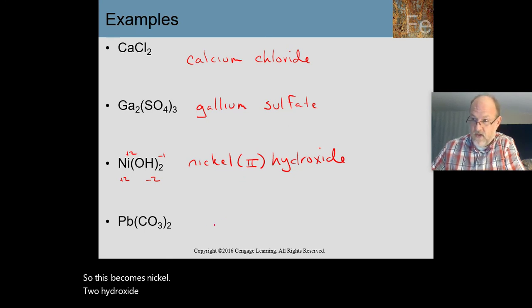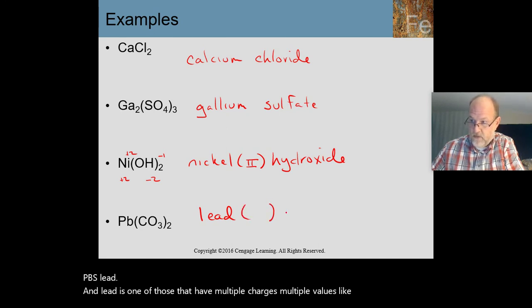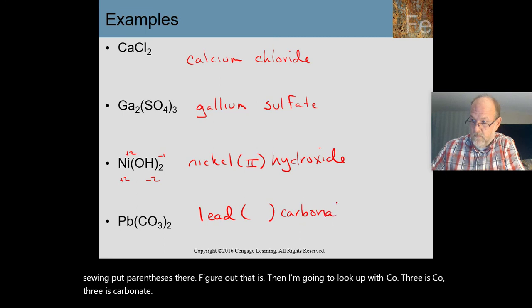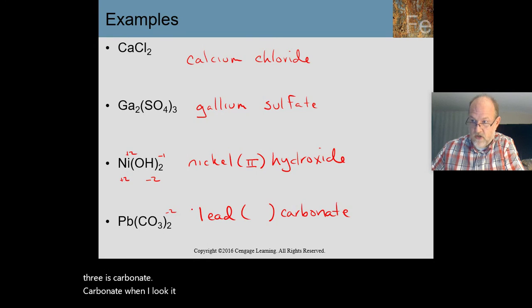Okay, let's try the last one. Pb is lead. And lead is one of those that have multiple charges, multiple valencies. So I'm going to put parentheses there, figure out what that is. Then I'm going to look up what CO3 is. CO3 is carbonate. Okay, carbonate, when I look it up, it's a -2 charge. So let's do my little bit of math.